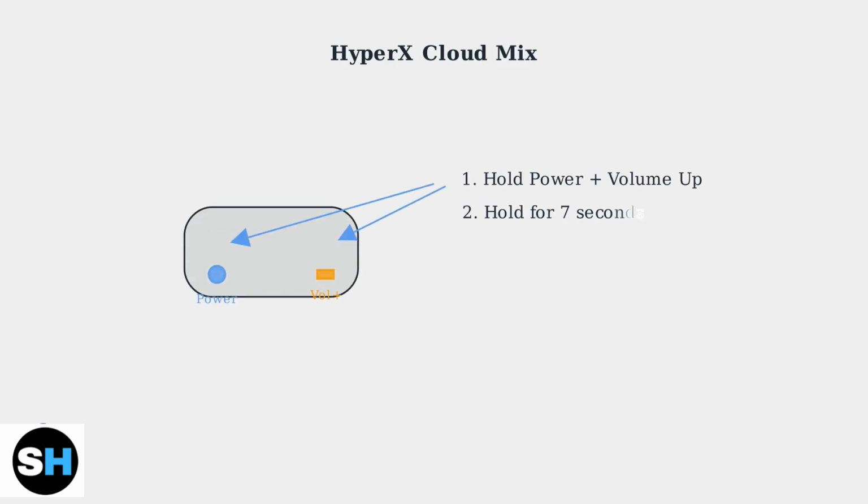For the HyperX Cloud Mix, there is a specific button combination that will perform a factory reset. Press and hold the power button and volume up button simultaneously for 7 seconds. The LED will flash blue 5 times, then turn red for 4 seconds to indicate the reset is completed.